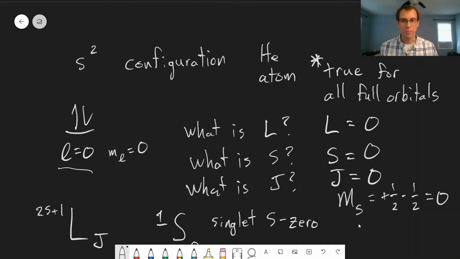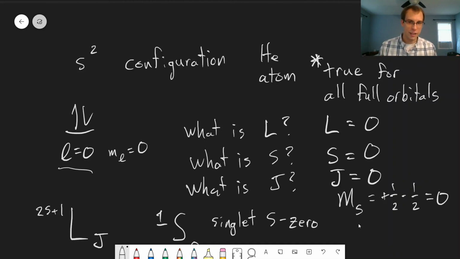And there aren't any other terms. You can't switch around the electrons and things like that because according to the Pauli exclusion principle, we can't have 2 spin up or 2 spin down electrons in the same orbital. Okay, so that's our simplest possible case, where all of our electrons are paired, there is no overall angular momentum, and we get a singlet S0 term.